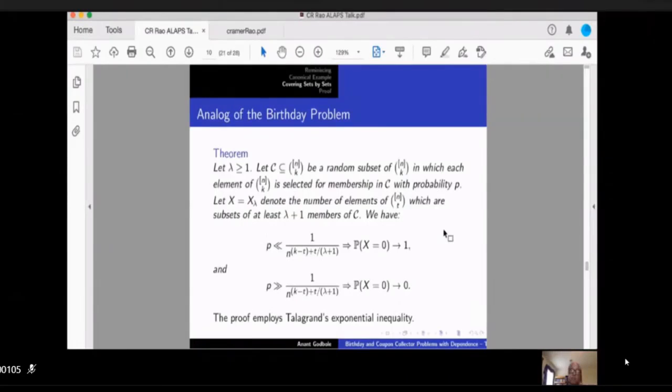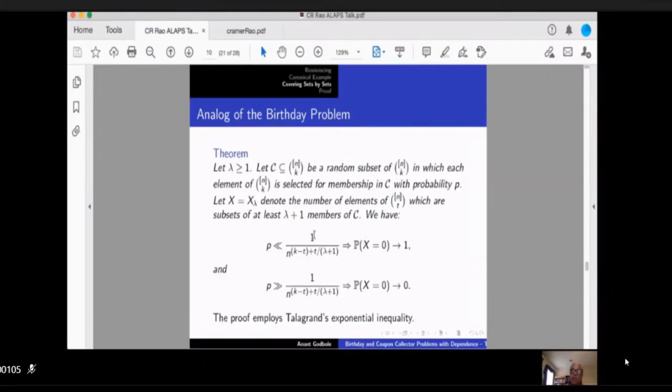So let's get into that. Let's start with the birthday problem. What you have is C, a collection of sets of size k, in which each element of n choose k is selected for membership with probability p. What you're interested in is every t set being contained in at most lambda k sets. So we're looking at the at most problem, just like the birthday problem. So X, equal to X lambda, is the number of t sets which are subsets of at least lambda plus 1 members of C.